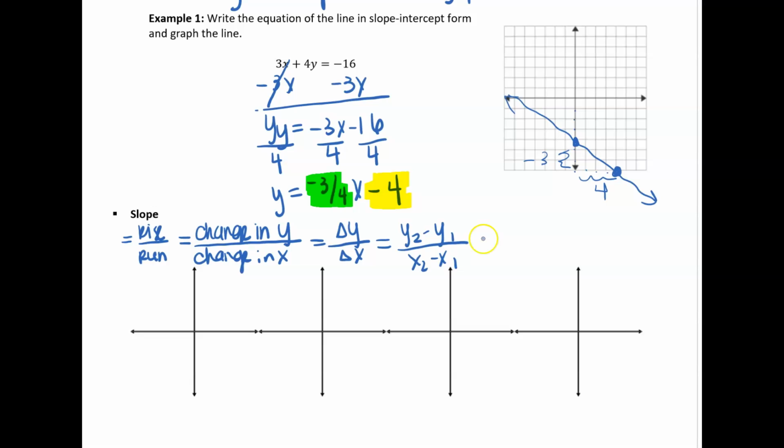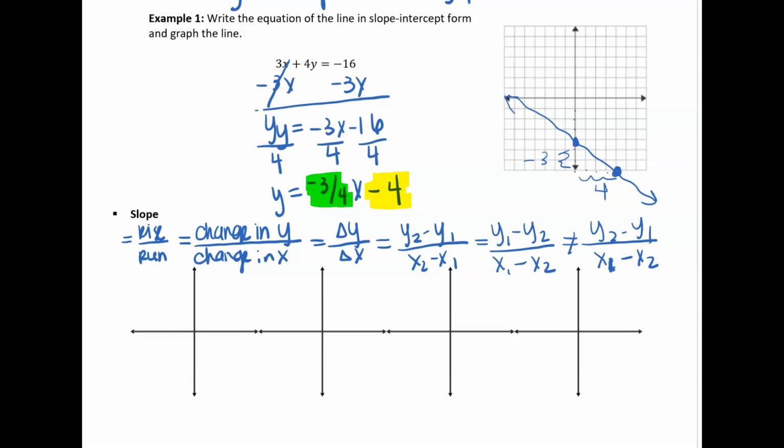And this can be written as y1 minus y2 over x1 minus x2 if you like. Whichever one you want to put first, you're still going to get the same slope. But this is not equal to y2 minus y1 over x1 minus x2.